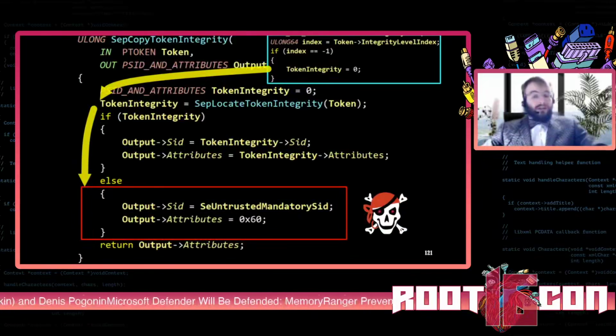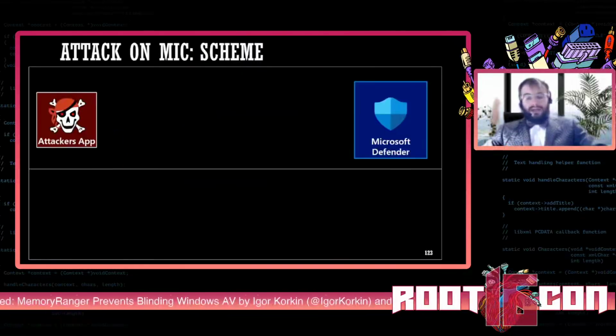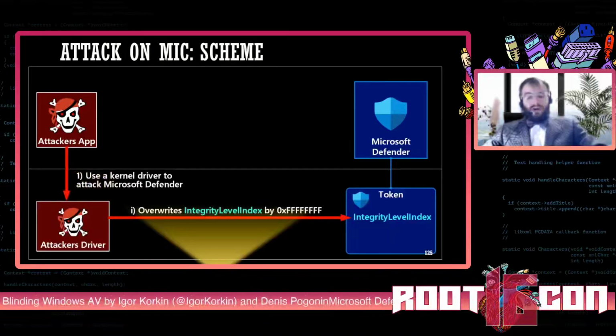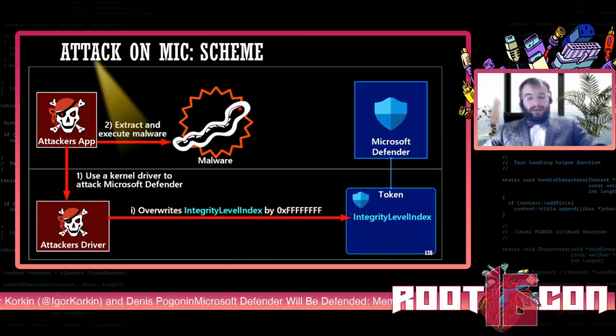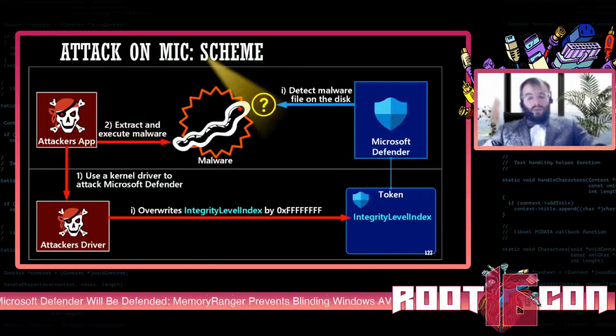Let's see how it can happen. At first, attackers can load a kernel driver to override the integrity level index, and after that they can extract and launch a malware sample. We will see if Defender will be able to detect malware files and the malware process.